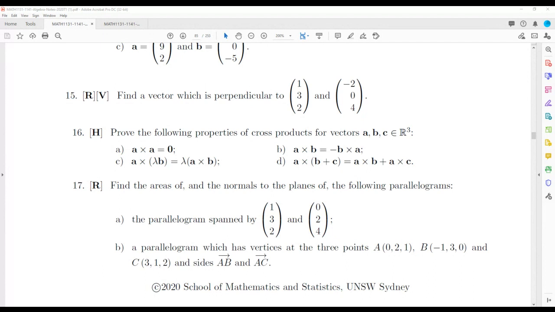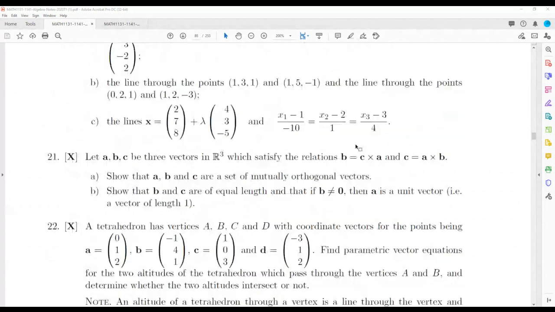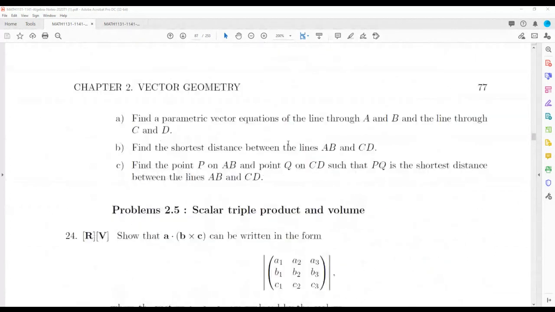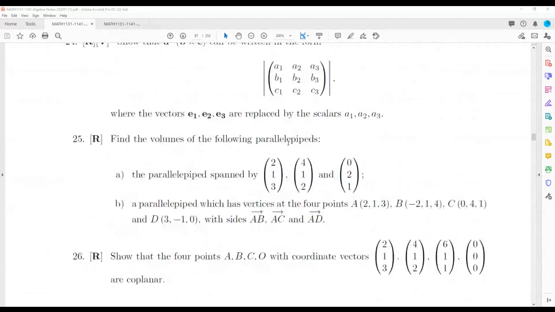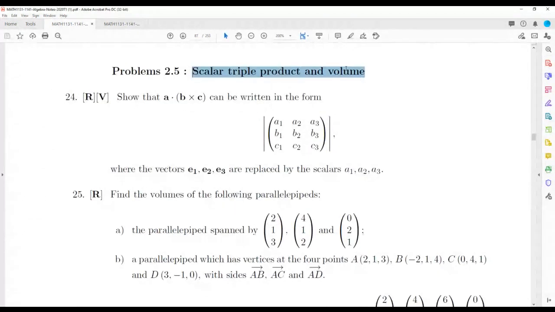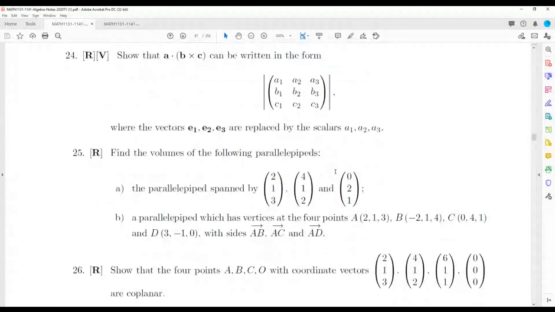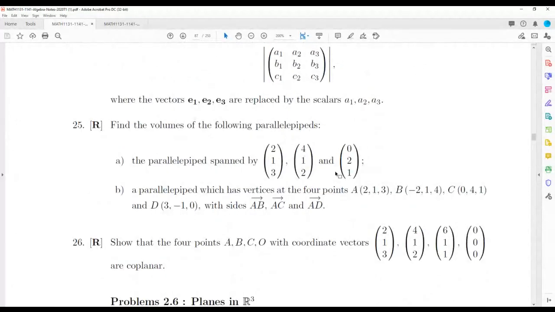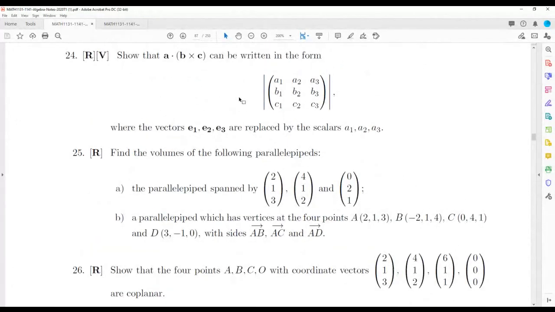All right, let me continue. I want to do the scalar triple product. So I'm going to move on to 25. Here we now have a scalar triple product and volume, right? Find the volumes of the following parallelepipeds. I call them parallel pipets.